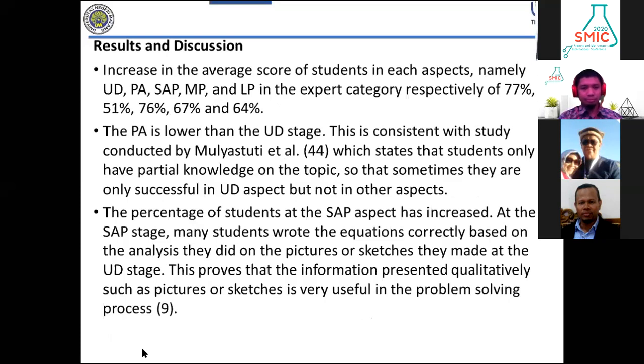There is an increase in the average score of student aspects: useful description, physics approach, specific application of physics, mathematical procedure, and logical progress. The physics approach is lower than the useful description stage. This is consistent with a study conducted by Molyastuti et al., who stated that students only have partial knowledge on the topic, so sometimes they are only successful in the useful description aspect, but not in other aspects.